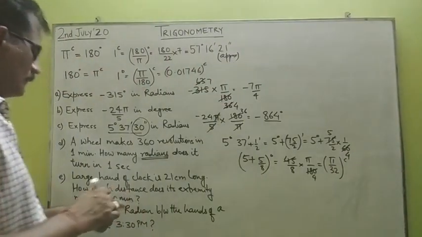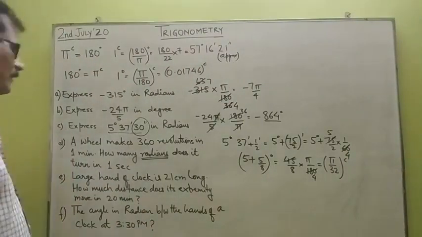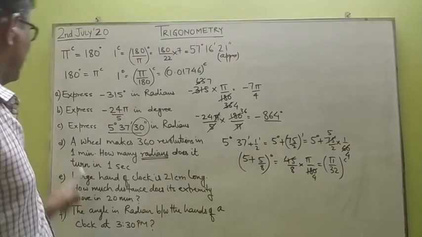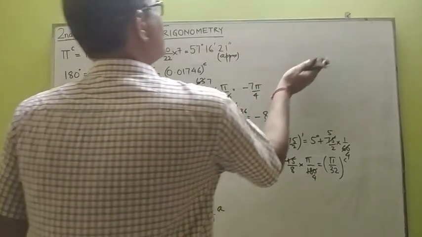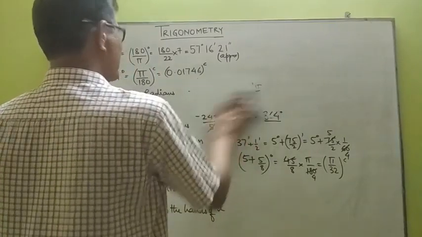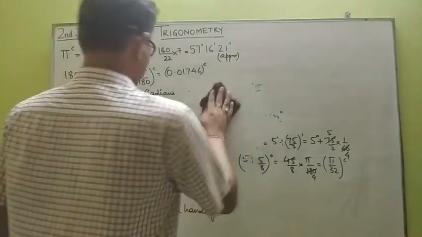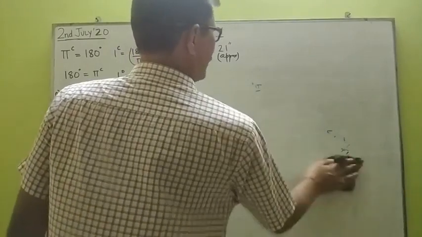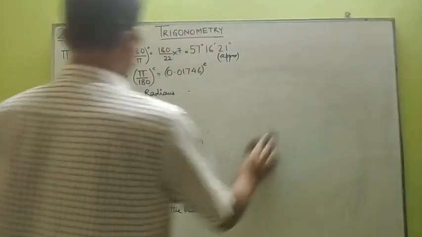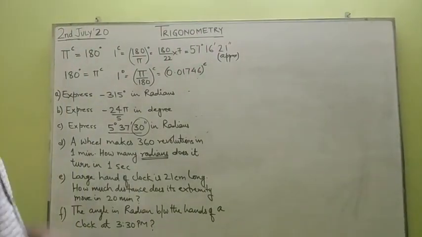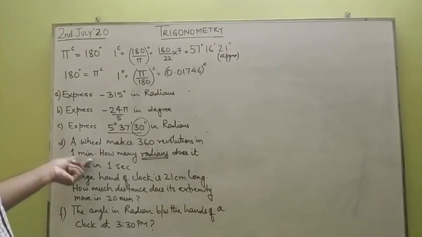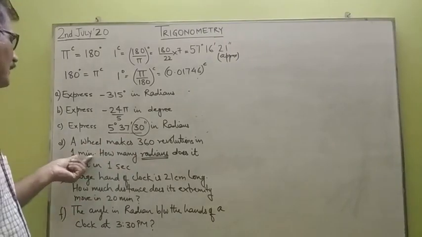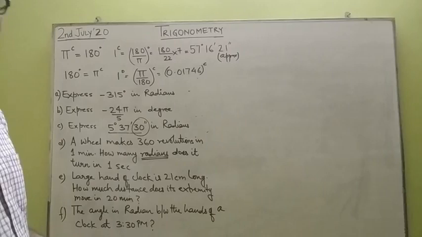Okay children, so these 3 sums have been done. Moving on to the next sum, which is: a wheel makes 360 revolutions in 1 minute. How many radians does it turn in 1 second? So children, you know that 360 revolutions are made in 1 minute, and you've been asked to find in seconds. 1 minute is 60 seconds.